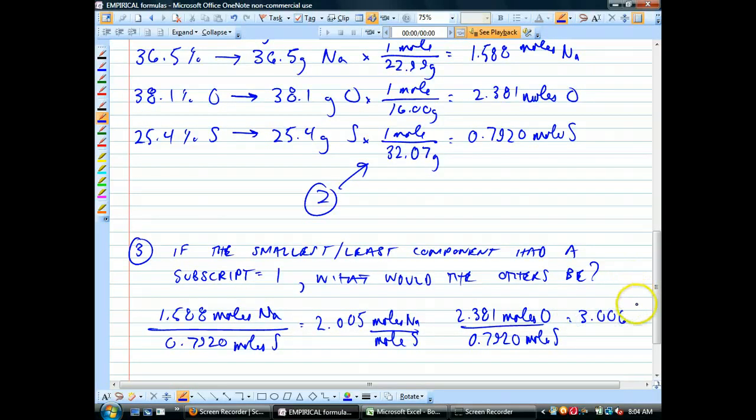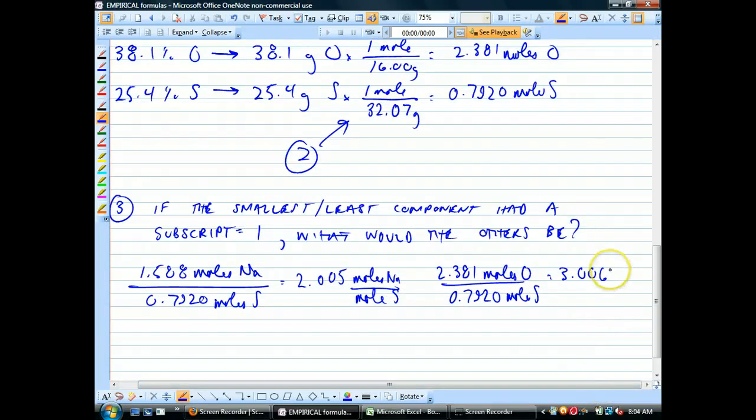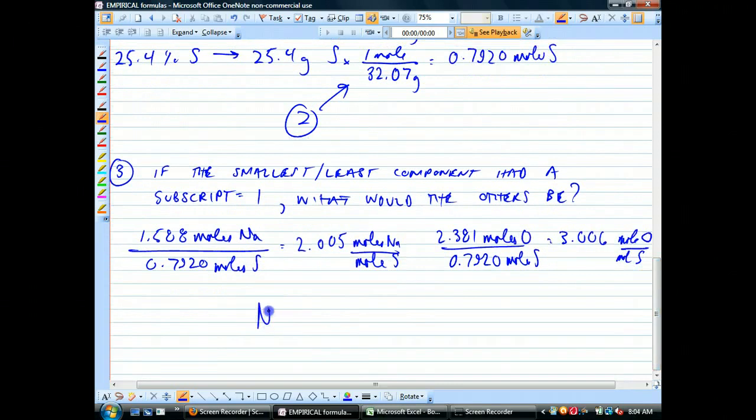.006. Now again, I'm going to be rounding this, right? So clearly I want to round the first one to 2 and the second one to 3. In other words, I don't want to say that it's a 1000 to 2005 to 3006 ratio. See what I'm saying? This is mole oxygen to mole sulfur. So I could write kind of a, just take a first stab at it here.